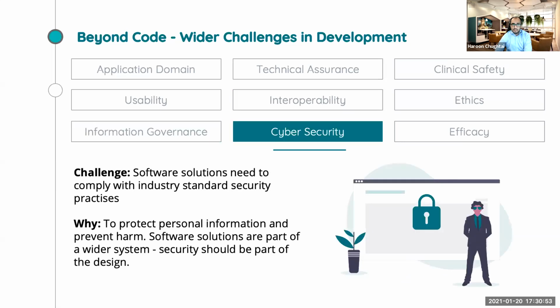And part of protecting that is cybersecurity. Software solutions don't exist in a bubble. They're often connected to a wide variety of other devices and other information systems, which introduces potential vectors for attack. So there needs to be assurance that developed solutions have a good industry standard of security practices. Everything from making sure you do change the default passwords, to segregating things on a network.